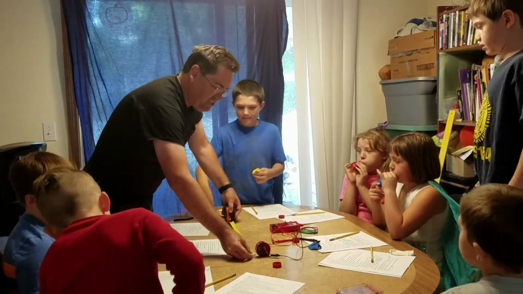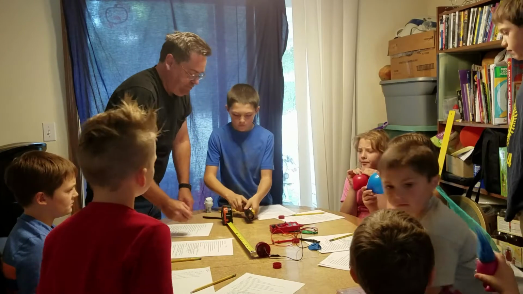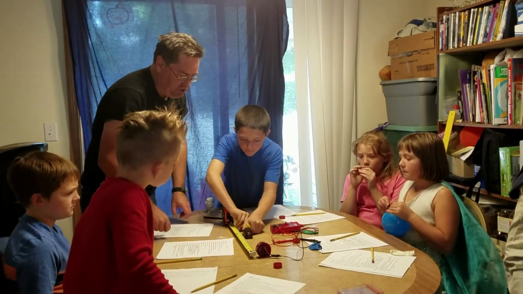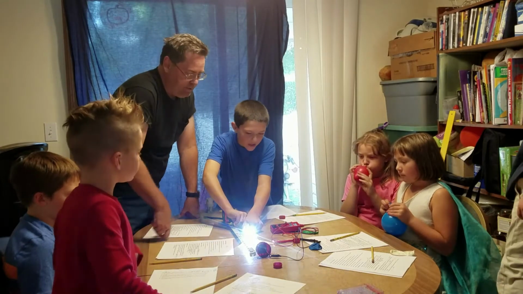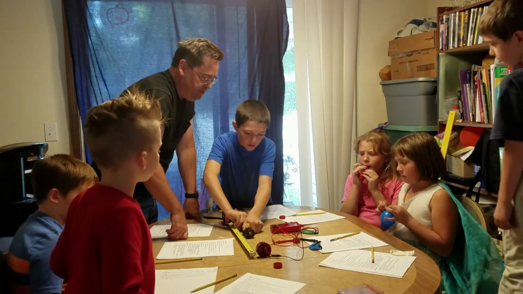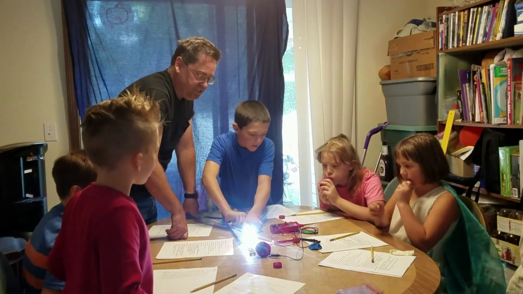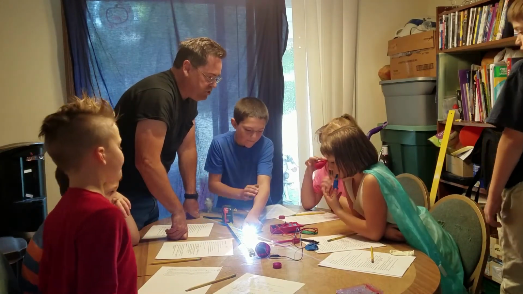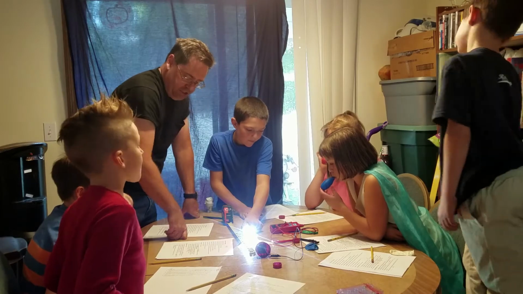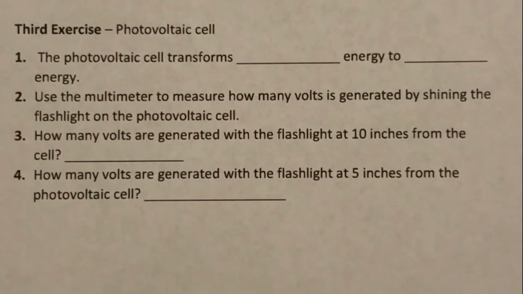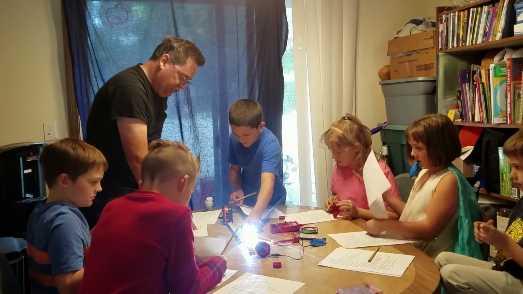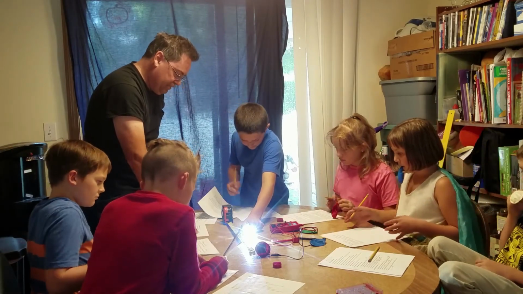So let's set this tape measure here. All right, and let's put the flashlight end at 10 inches. You're going to have to do a steady beam. Just keep clicking it until it's a steady beam. 10 inches gives us 0.24 volts at 10 inches. Everyone write that down on your sheet. The photovoltaic cell transforms blank energy into blank energy.